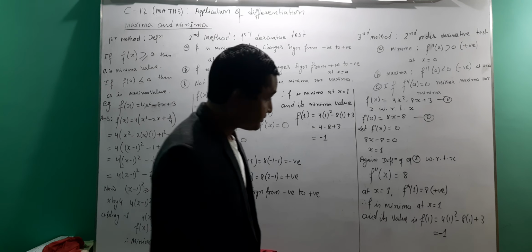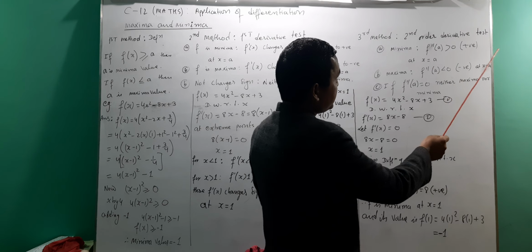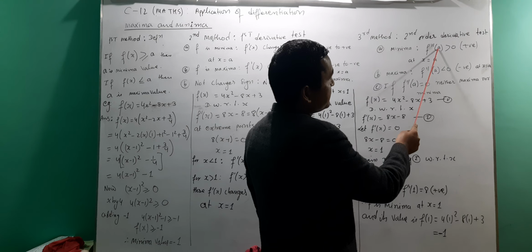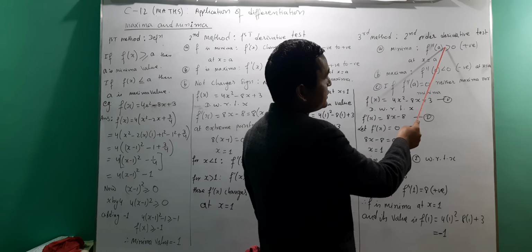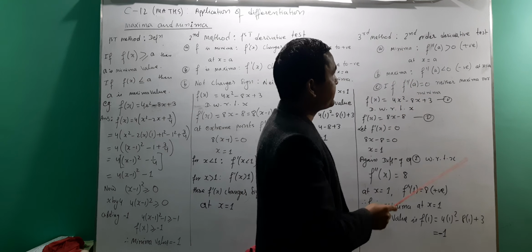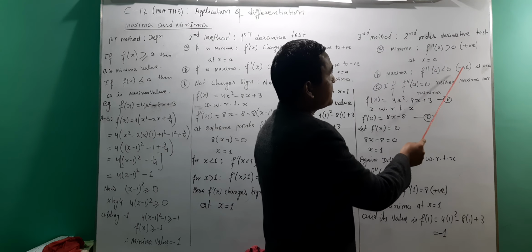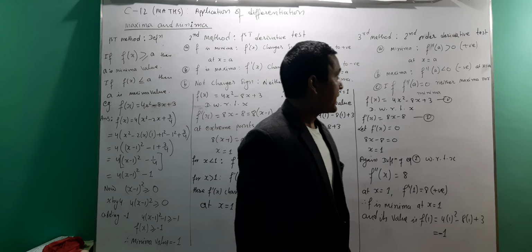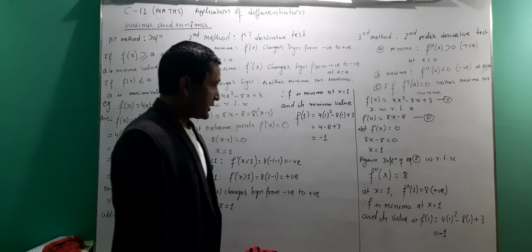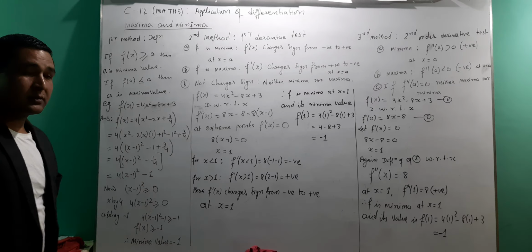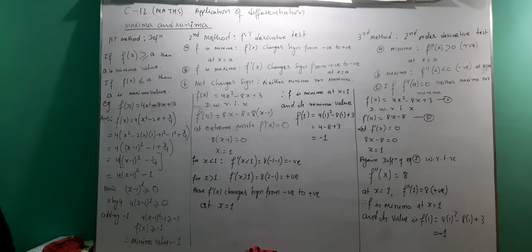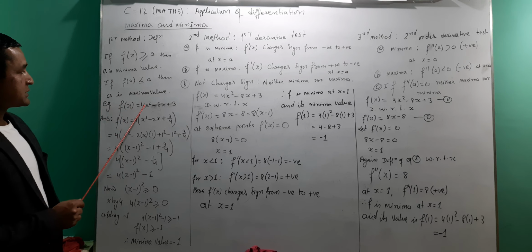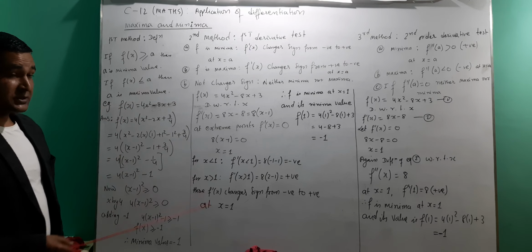Then the third type, second order derivative. If the value of the second order differentiation is more than 0, positive, then it's minima. If it is less than 0, or negative, then it's maxima at any real value of x. Now let me explain each method by taking the same example. I took the example f(x) equals 4x square minus 8x plus 3.